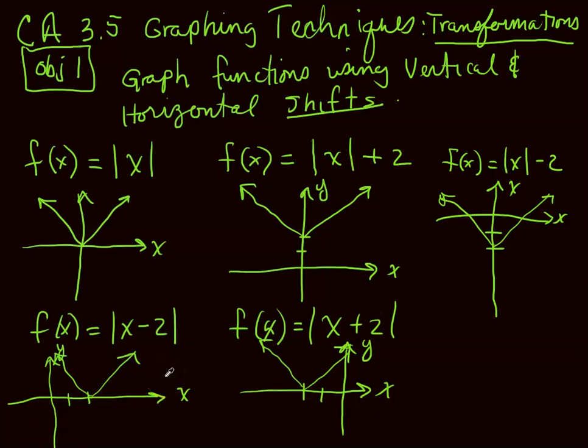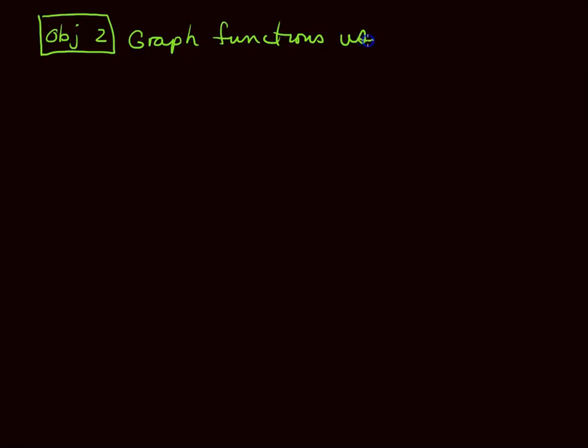What is objective 2? Well, let's see. Objective 1 was adding or subtracting. What happens when we multiply? And we can talk about division, but we'll multiply by a fraction in our division stuff. So this is graph functions using compressions and stretches.